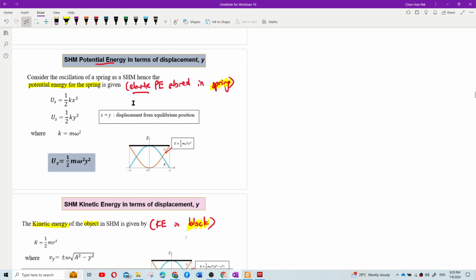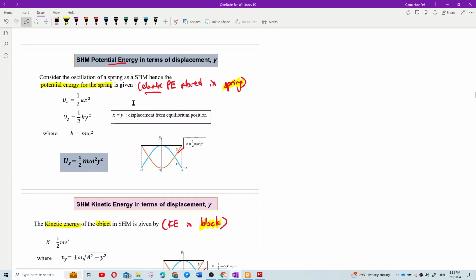So how to find it, what is the formula? We must know the formula for elastic potential energy in the spring. How do you get this formula? So the elastic potential energy in the spring, the general formula is half kx squared. Remember? K is the spring constant. And we are not using x, we use y. Y is the displacement from the equilibrium position.